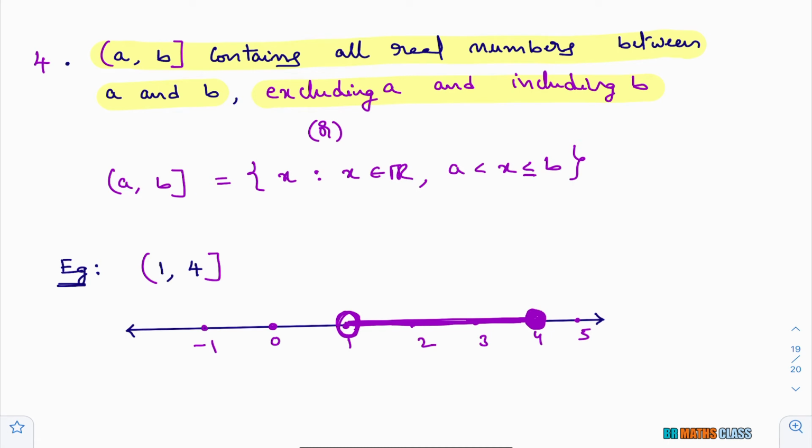I hope you learned about intervals very easily. We use these intervals in the sets chapter as well as in the functions chapter as well as in the inequalities chapter. I hope you understand about these intervals.